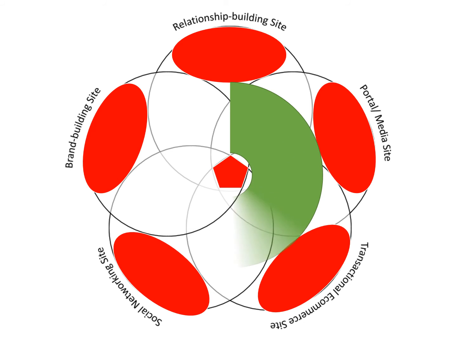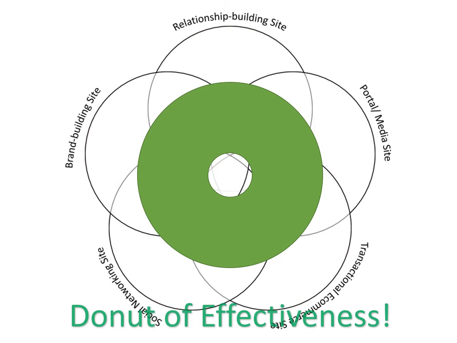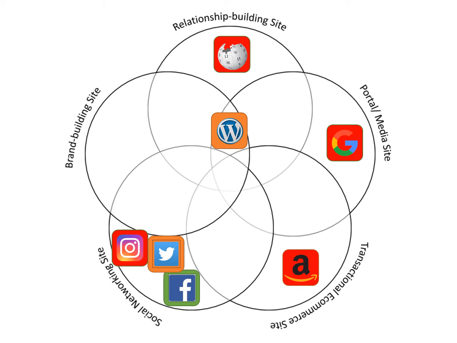So what you then have is this section in the middle, which I like to refer to as the donut of effectiveness. Things aren't working too hard in the middle, or not working hard enough on the outsides. So what we want is a range of online presences that sit within this donut of effectiveness. Here's a quick analysis of a company I did a little while ago.